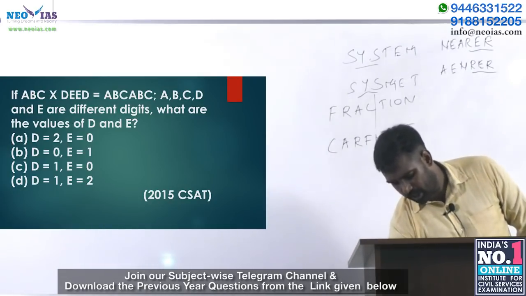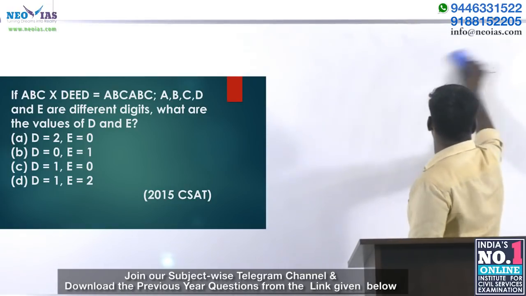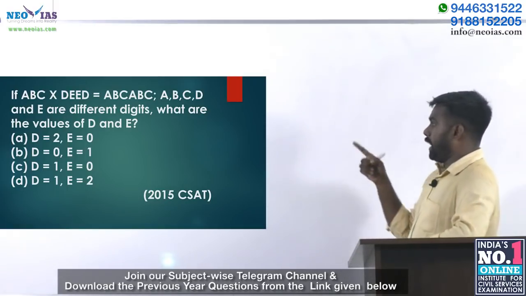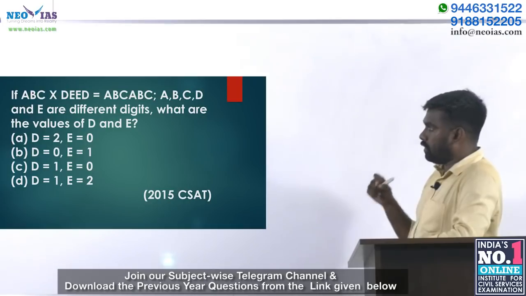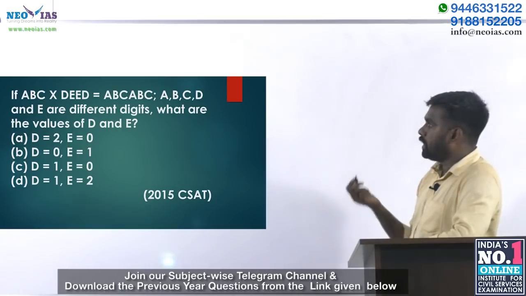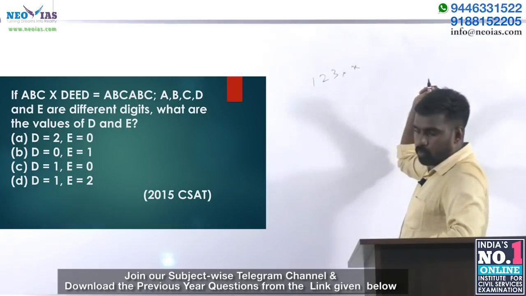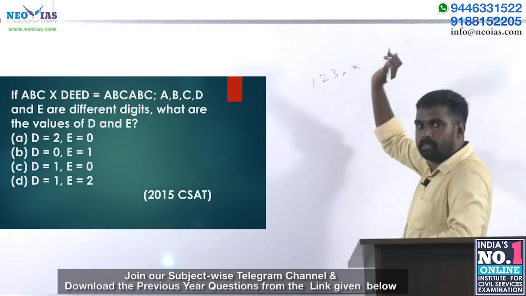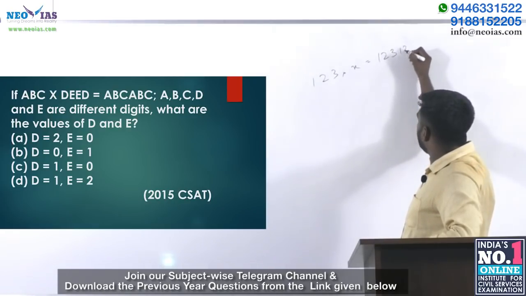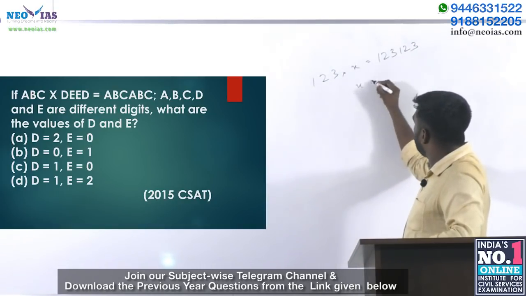Actually this can be classified as a number system problem, but at first sight we will feel that it is coding and decoding. ABC into ED equals ABC. They are considering that A, B, C, D and E are different digits. So what they are asking, for example, if ABC is 1, 2, 3, into some value, DED, some value, DEED, which you will get 1, 2, 3, 1, 2, 3, right? 1, 2, 3 into X gives 1, 2, 3, 1, 2, 3. So you need to find out the value of X.